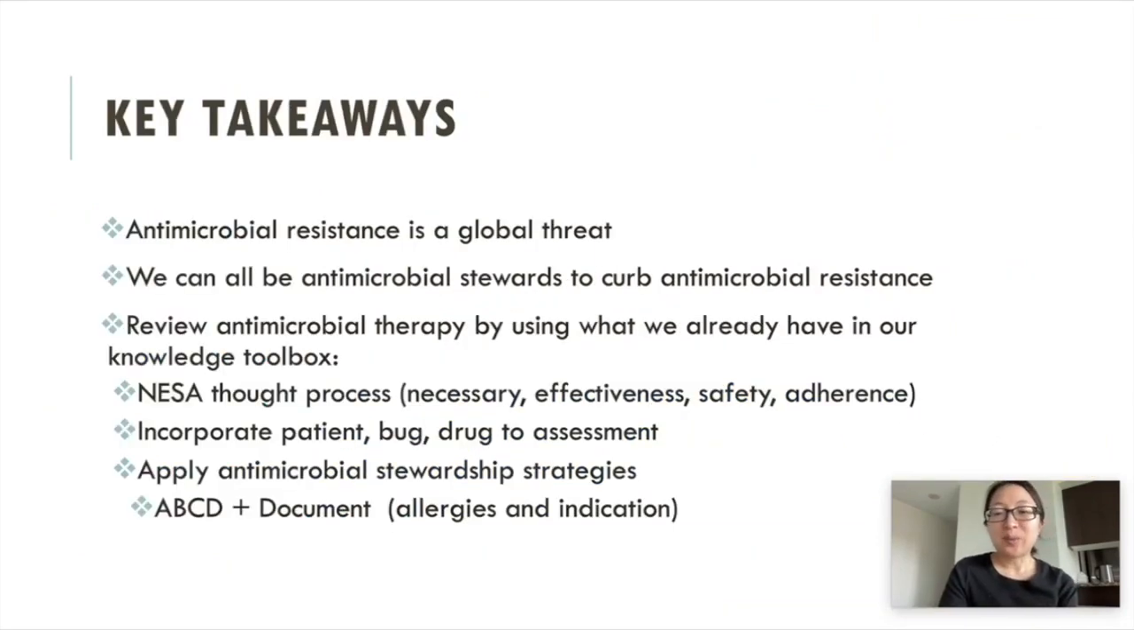In conclusion, I hope that everyone has taken away the following points. Antimicrobial resistance is a global threat, but we can all be antimicrobial stewards to reduce antimicrobial resistance. We can review antimicrobial therapy by using what we already have in our knowledge toolbox, namely using the NESA thought process and incorporating the patient, bug, and drug into this assessment. Lastly, remember to apply the antimicrobial stewardship strategies into this thought process, which can be easily remembered as the ABCD plus documentation.